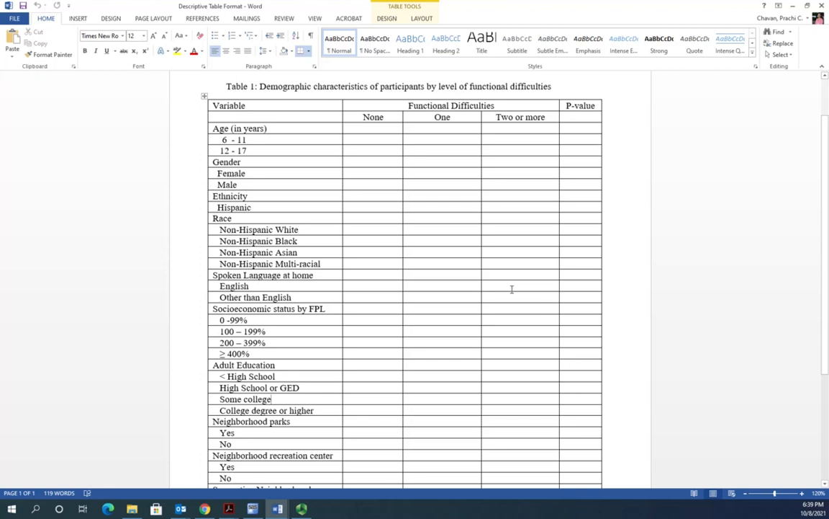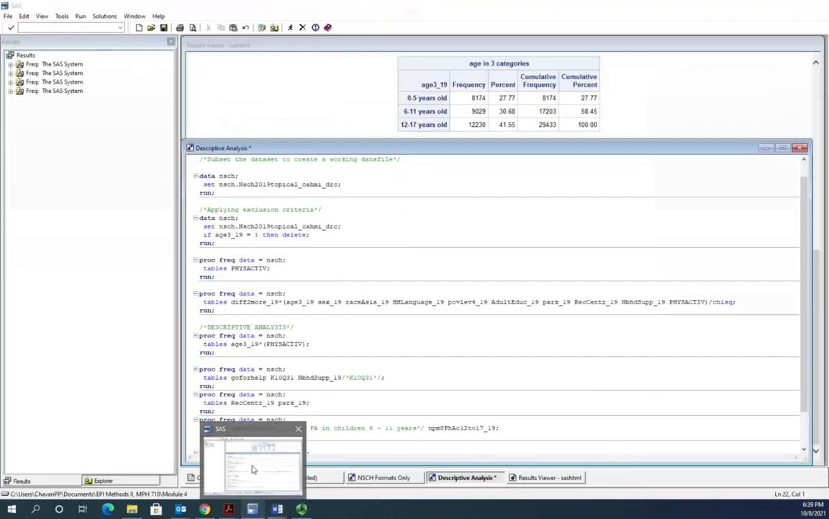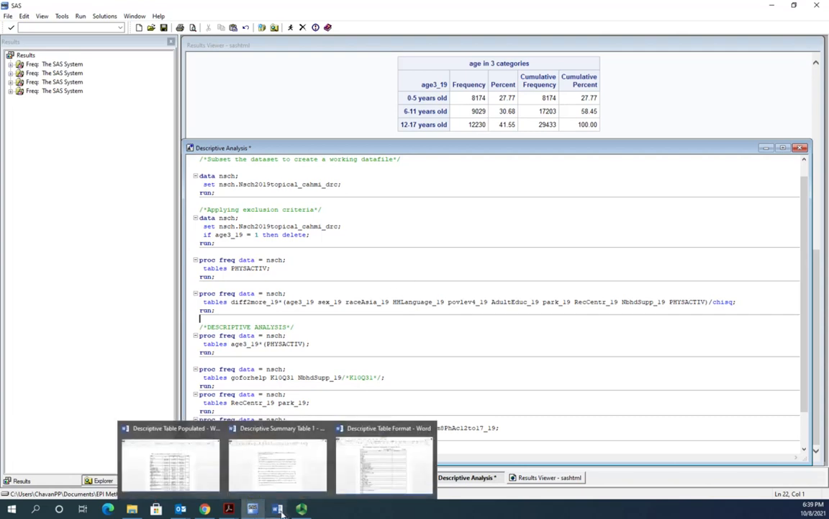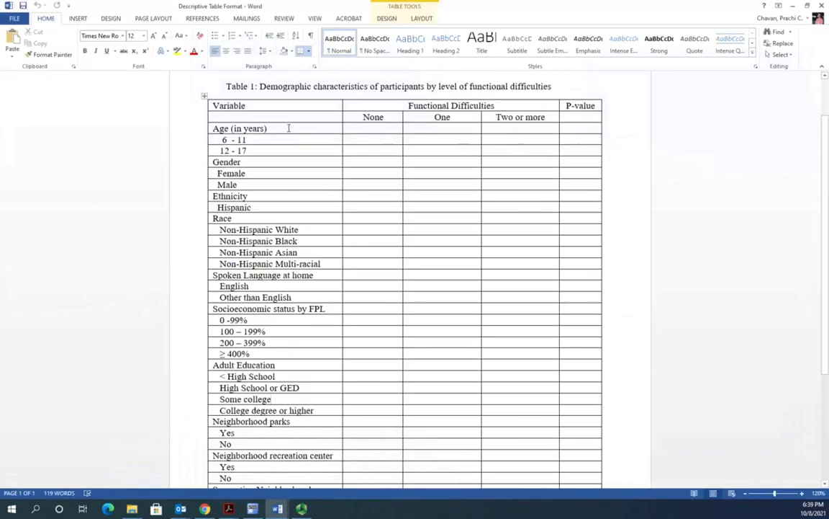So based on all the variables, I have prepared this table. One more thing I wanted to say is in the data set, you will see that the name of the variable is not exact. So for example, when we look at this data set, you will see age is age3_19. Then gender is actually sex_19, right? So whenever you're populating the table, make sure that you do not pick up these terms and put them in the table. That is not the way to present scientific tables.